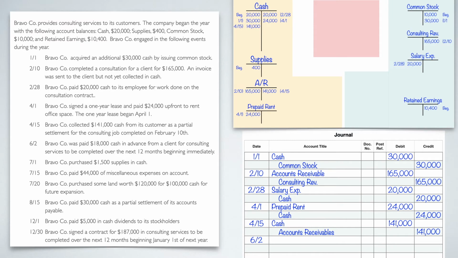So if you remember back on 4/1, we prepaid for something. In this one, they're prepaying us for something. So it's kind of on the other end. But our cash is going up, so we're going to start by debiting cash of 18,000. And then the credit, this is money that they're paying us for work to be done, but it hasn't been done yet. So we haven't earned it yet. We will when we do the work, but we haven't earned it yet.